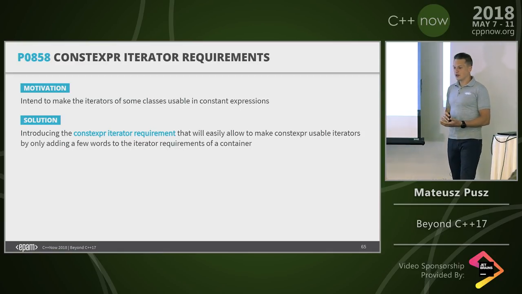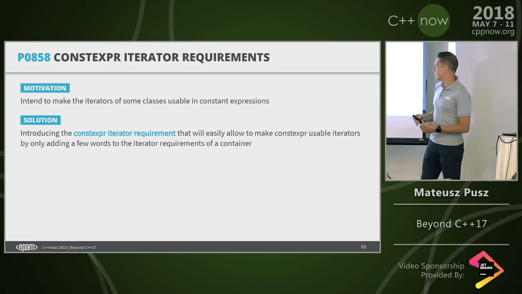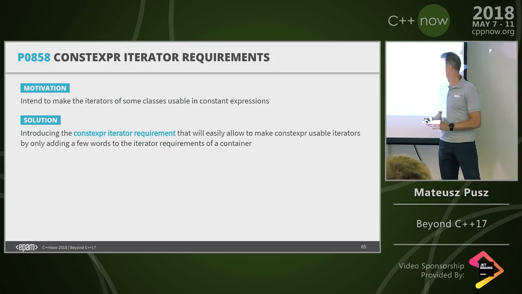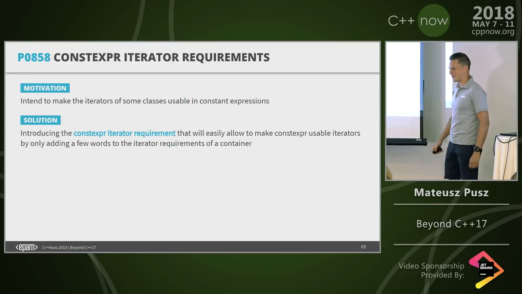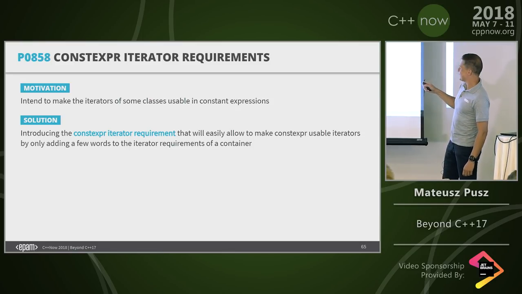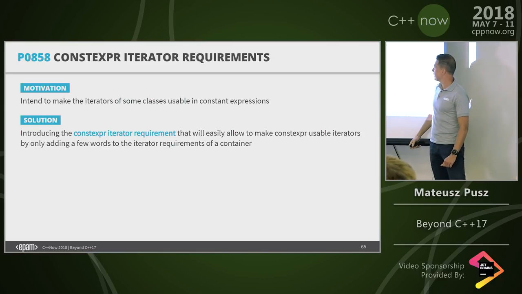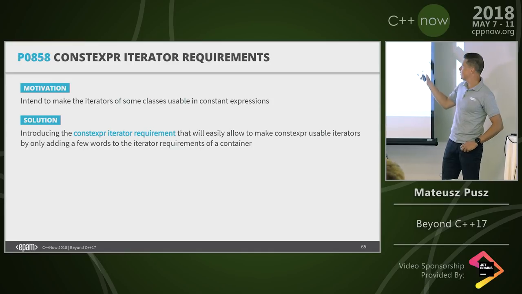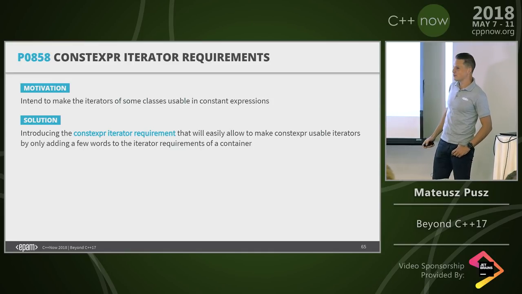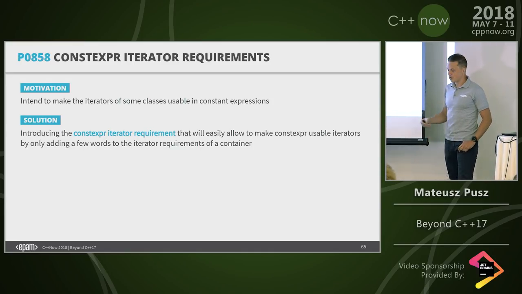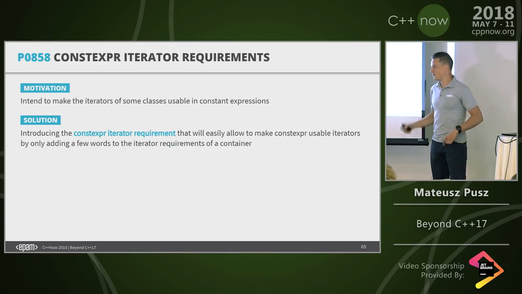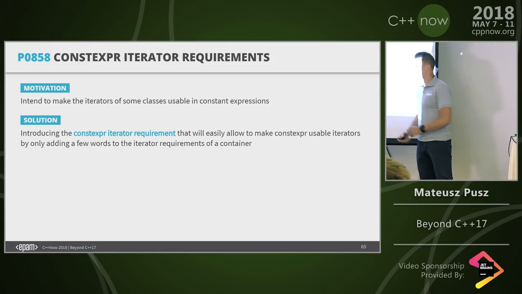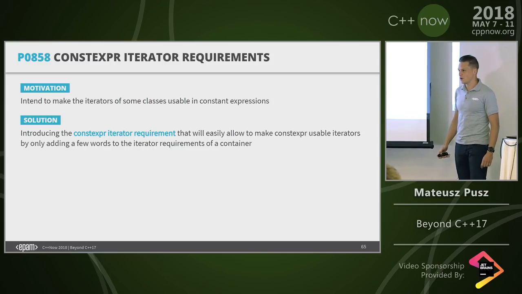We are preparing to have containers being able to run in a constexpr context, thanks to the talks and the work that Jason did here. So basically, this is one of the first papers that were merged in, just to add the iterator requirements for the constexpr iterators. There are other ongoing papers, and we will probably have constexpr vector working in constexpr context in C++20, if everything goes fine.